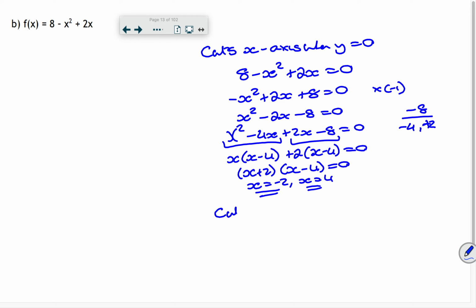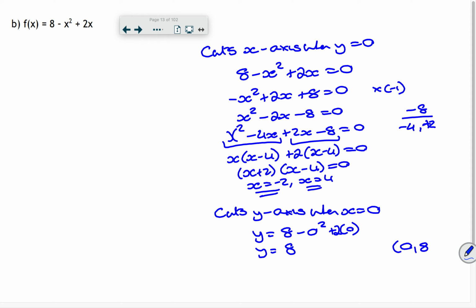So I can say that it cuts the y-axis when x is equal to 0. So let's put that in. So we get y is equal to 8 minus 0 squared plus 2 times 0. So y is going to be 8. So it cuts the y-axis at 0, 8. And I really should put in here that it's cutting the x-axis at minus 2, 0 and 4, 0.